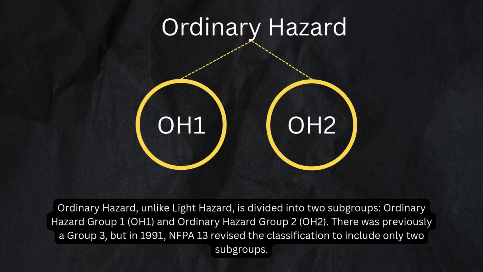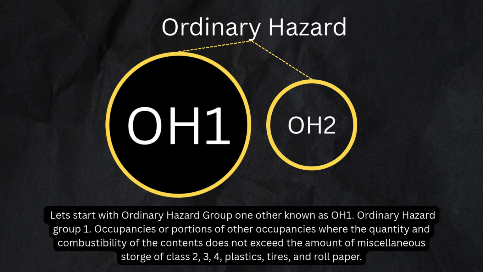Ordinary hazard, unlike light hazard, is divided into two subgroups: ordinary hazard group 1, OH1, and ordinary hazard group 2, OH2. There was previously a group 3, but in 1991, NFPA 13 revised the classification to include only two subgroups. Let's start with ordinary hazard group 1, otherwise known as OH1.